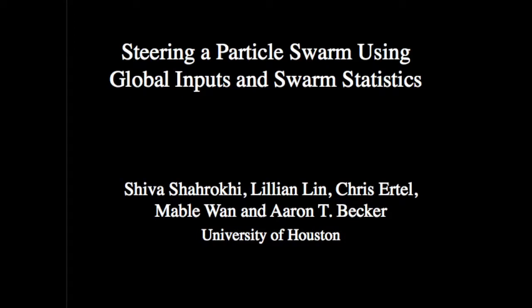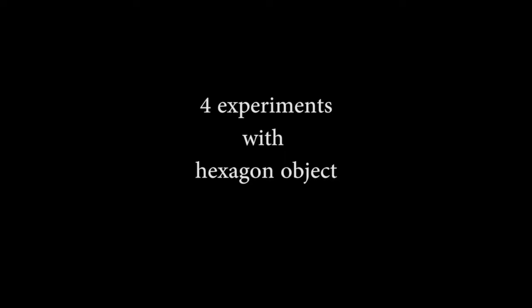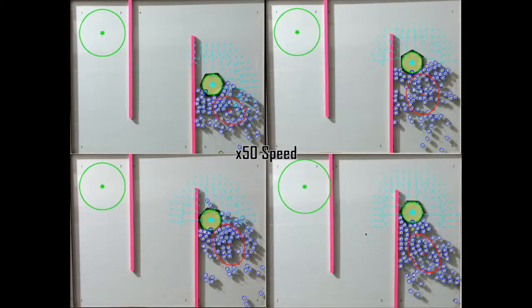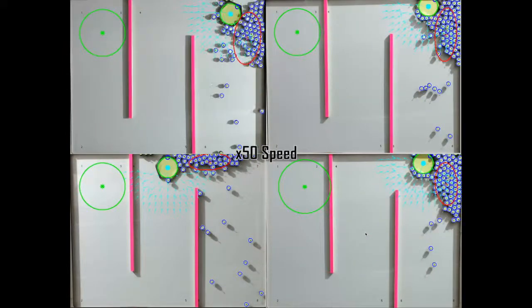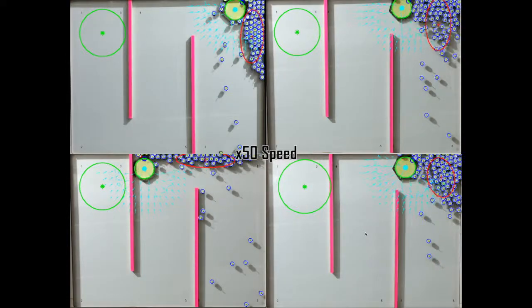This video shows hardware experiments of a particle swarm manipulating a hexagonal object in different trials. This is challenging because each particle receives the same control input. Robots are detected by the overhead camera and are circled blue.